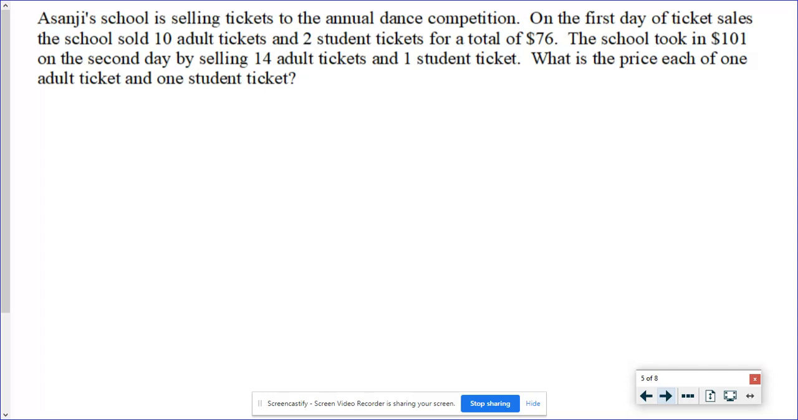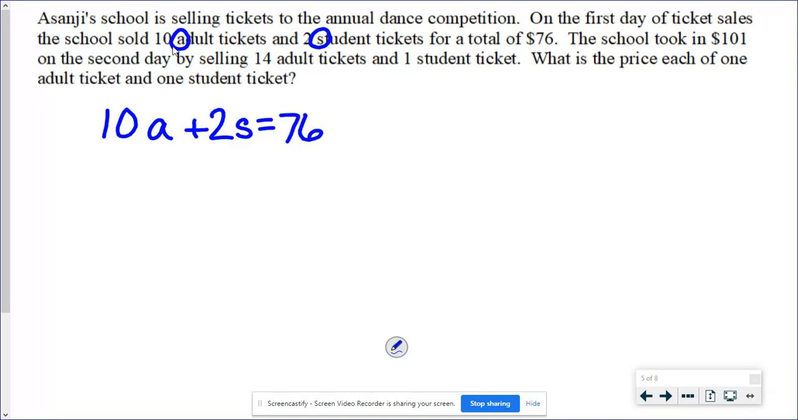Let's first define our variables, right? So we want to use, I think, an A for adult. I know that a lot of people don't like to use an S for student. If you don't like that, you can absolutely pick a different letter, whatever letter you pick. I'm going to write an S because I can write it very carefully so that I know that it's an S and not a 5. So for the first day, we would have 10 adult tickets plus 2 student tickets, $76. The school took in $101 on the second day, 14 adult and 1 student, and that was for $101.